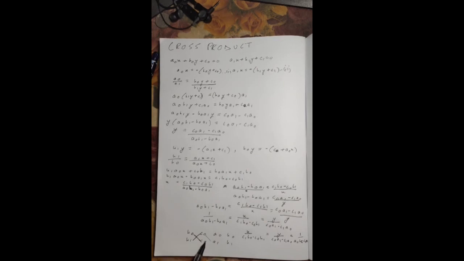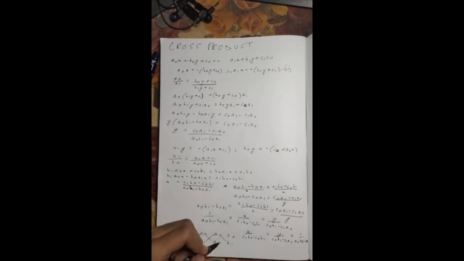Again, c naught a1 and c1 a naught. Again, we observe here c naught a1 is positive and c1 a naught is negative, and a naught b1 is positive and a1 b naught is positive. I mean, I've said the opposite. a1 b naught is negative. This is what we observe, and we keep on using it.